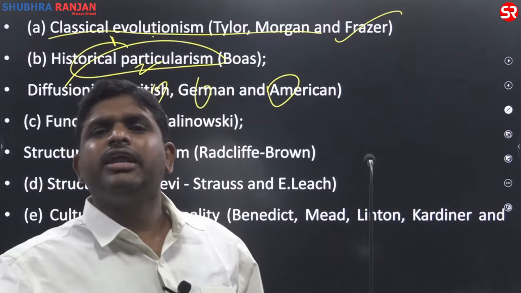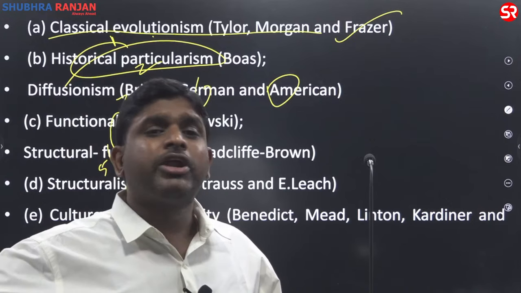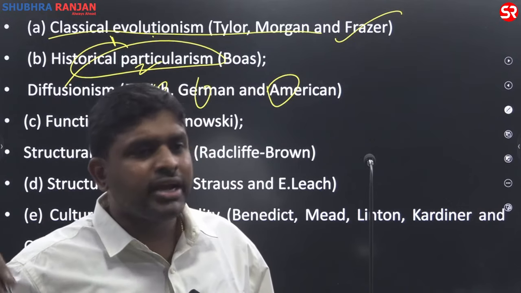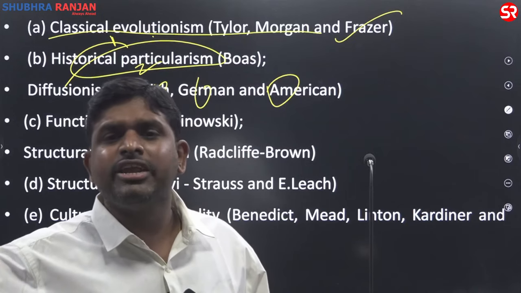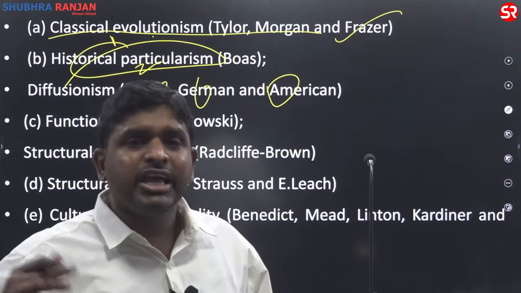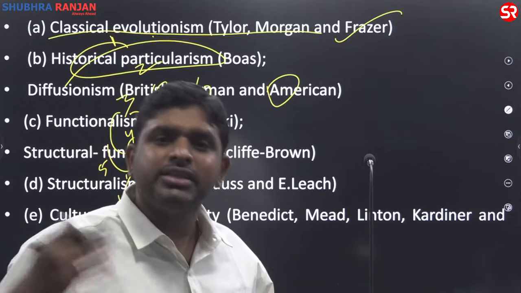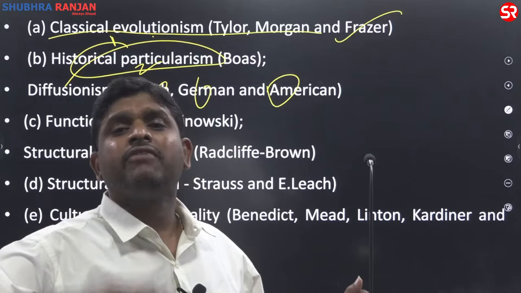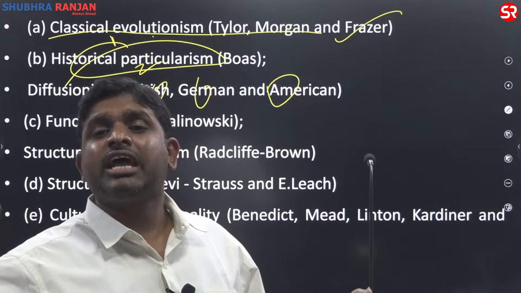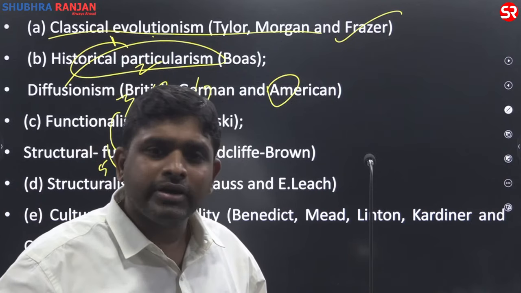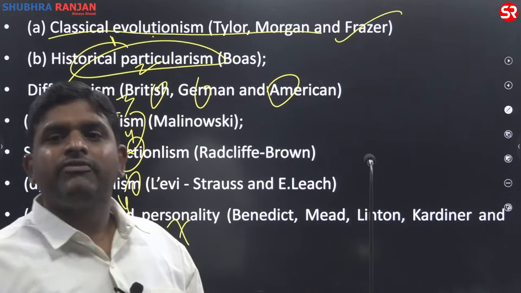Then Henry Morgan, he is called a champion of tribal rights because he protected the land rights of Iroquois Indians. Second, he wrote an ethnography on Iroquois Indians in his book System of Consanguinity and Affinity of Human Families. Third, he is famous for the theory of social evolution in his book Ancient Society. Then James Frazer told that evolution is from magic to religion to science, and he explained how magic works by law of similarity and law of contact, and he gave the concept of totemism and taboo. Then finally, critically evaluate.